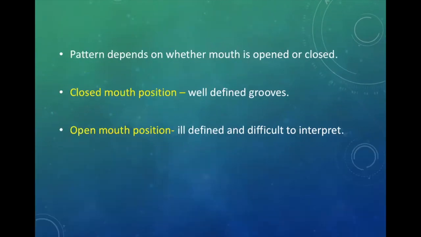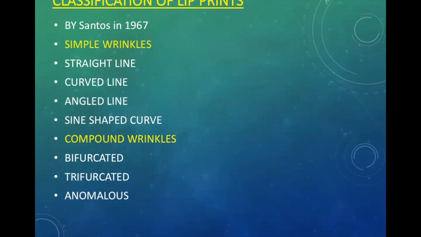The pattern depends on whether the mouth is opened or closed. In closed mouth position, there are well-defined grooves. In open mouth position, you can see ill-defined grooves that are difficult to interpret. So, classification of lip prints by Santos: simple wrinkles and compound wrinkles. Simple wrinkles: straight line, curved line, angle line, sine-shaped curve. Compound wrinkles: bifurcated, trifurcated, and anomalous.